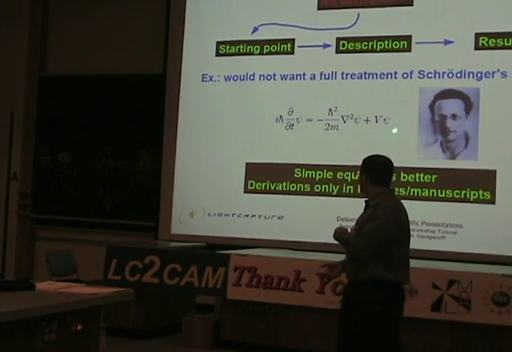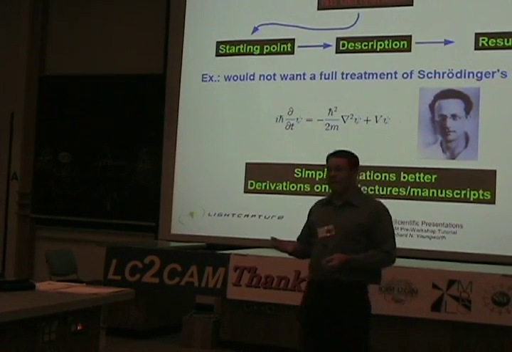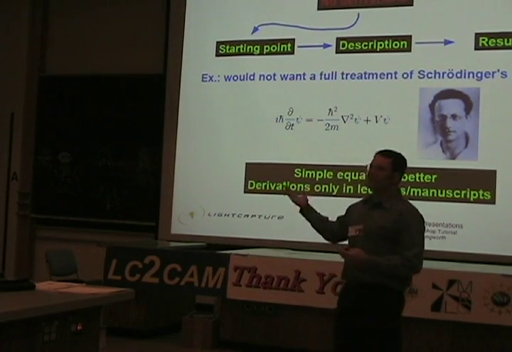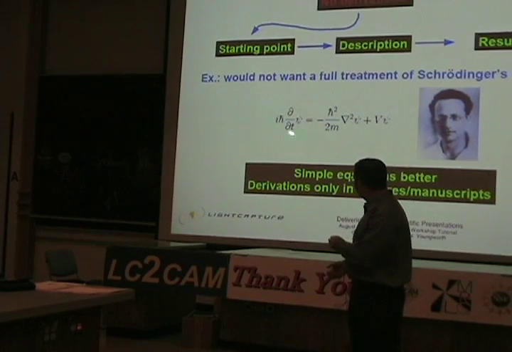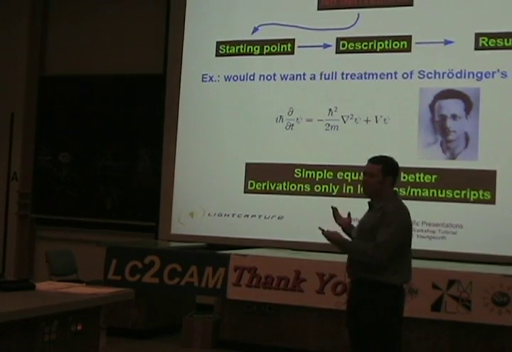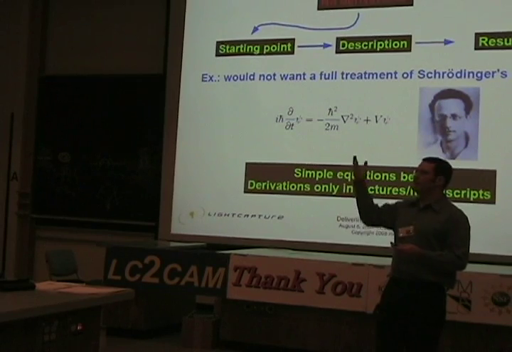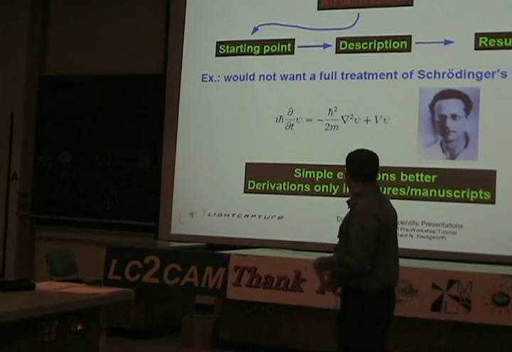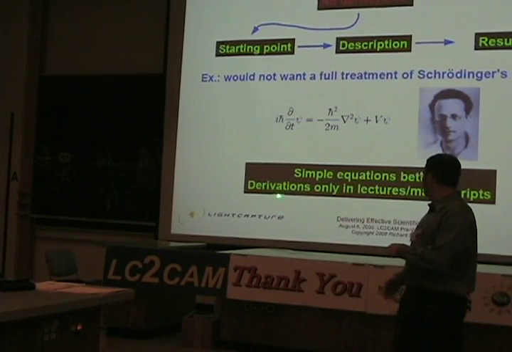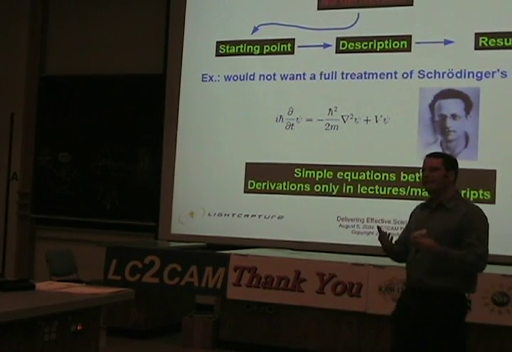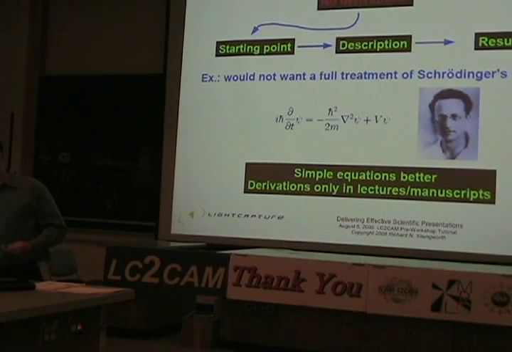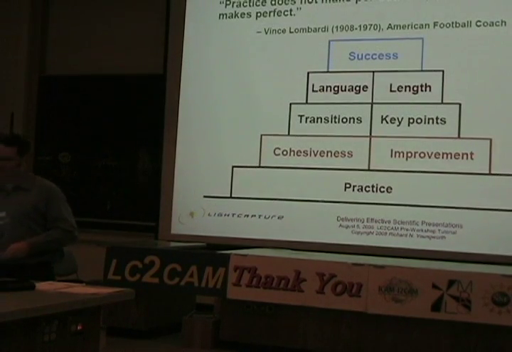You can think of something like Schrodinger's equation, which many people are very familiar with. There's many ways to use it. There's kind of a heuristic derivation you can do. If you were giving a talk and you wanted to convey what this really means to people, you probably wouldn't want to start off with a 5-slide long derivation of some facet of it. So simple equations are better. Derivations, really only keep those in manuscripts and lectures. These are just my personal things I've seen over the years that I believe make more effective scientific presentations.